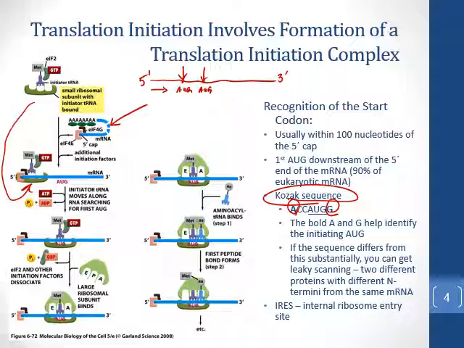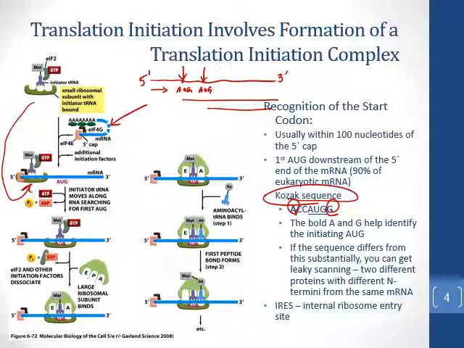And if that's the case, we're going to get a protein that looks like this or a protein that looks like this. So you can have two different proteins in the cell with different amino termini, depending on whether or not the translation machinery correctly identified an AUG as the first AUG to be translated. In other words, did it correctly identify it as the start site, or did it skip over it and use the next AUG?